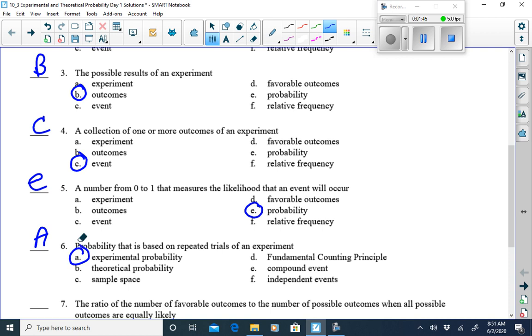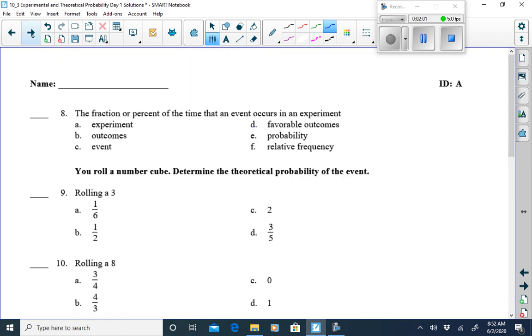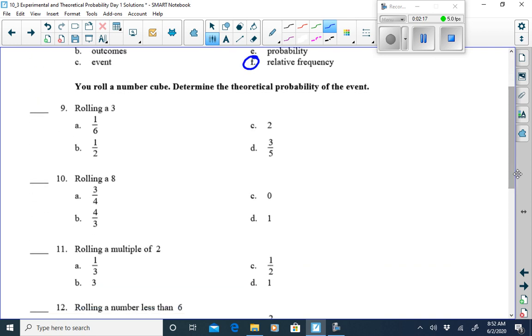Question 7, the ratio of the number of favorable outcomes to the number of possible outcomes when all possible outcomes are equally likely. That is answer B, theoretical probability. Question 8, the fraction or percent of the time that an event occurs in an experiment. That is letter F. That is relative frequency. All right, that's the end of the vocabulary.